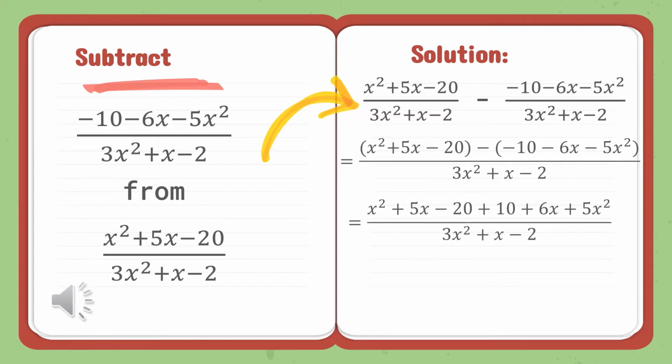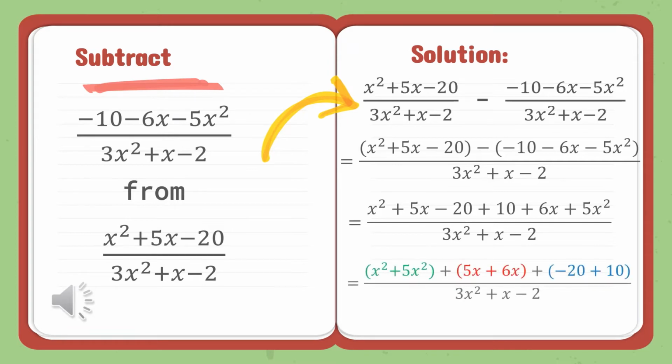Let's remove the parentheses. That will become x squared plus 5x minus 20 plus 10 plus 6x plus 5x squared. Now let's combine like terms. When we say like terms, these are terms whose variables and exponents are the same. So from the above calculation, our like terms are x squared plus 5x squared, 5x plus 6x, and negative 20 plus 10.